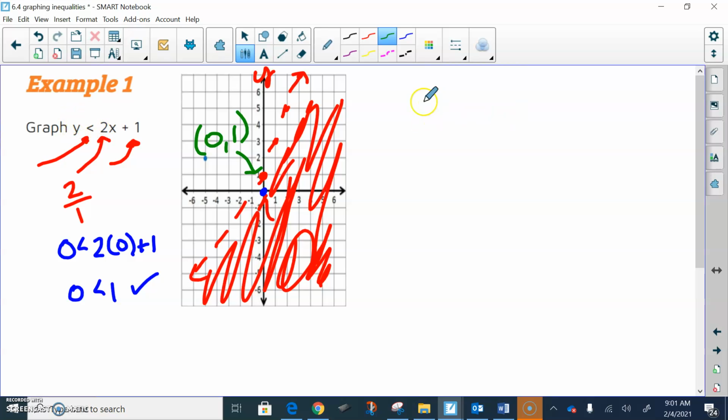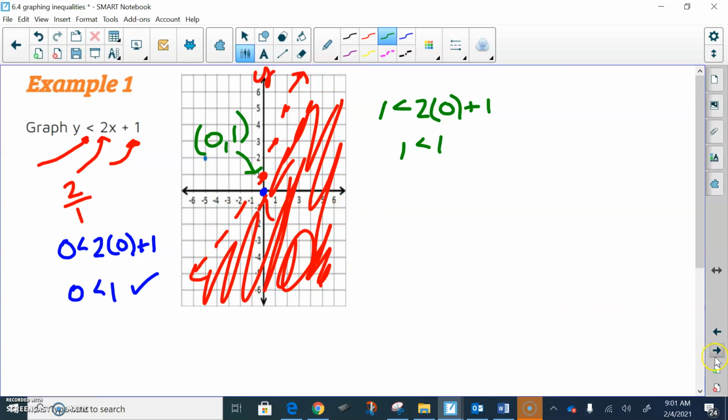In place of y, I'm putting a 1. Is less than or equal to 2. In place of x, I'm putting a 0, plus 1. Is 1 less than 1? No, that's not true, and that's why the line's dashed.